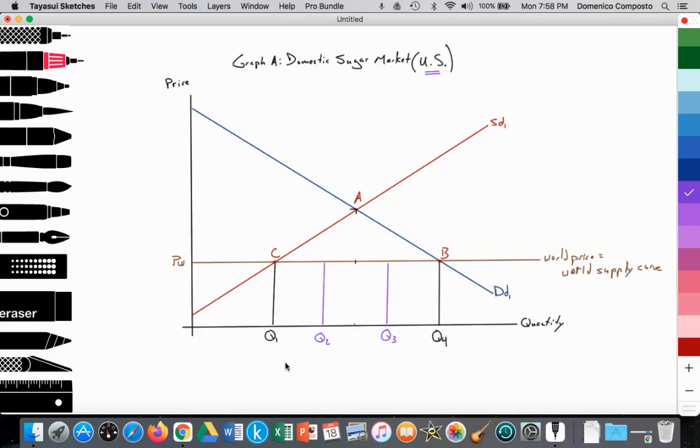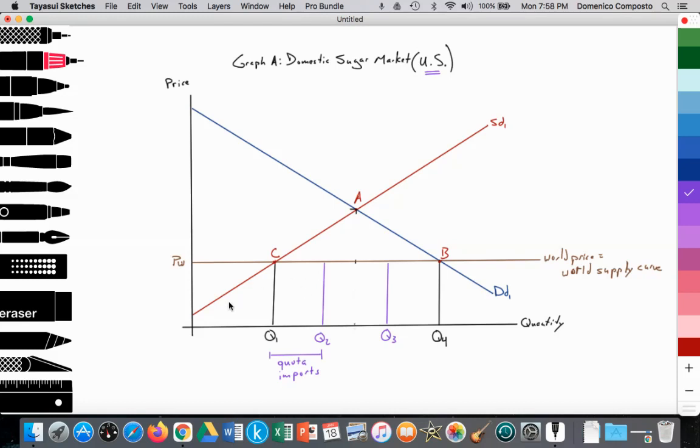Now, let's state that the quota, or the amount of imports, will be restricted between Q1 and Q2. Okay, so this will be the quota set on a fixed quantity of imports. So imports have been reduced from Q4 minus Q1 to Q2 minus Q1. Only this quantity of sugar imports will be allowed to go into the United States.